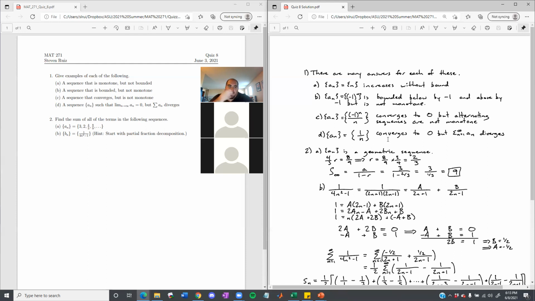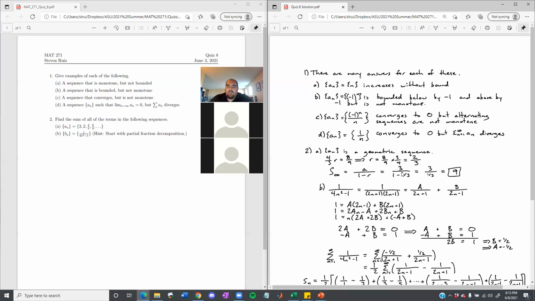I saw a lot of answers here. A few people gave me a constant sequence, like for example a sequence where all the terms are 0, which converges to 0, but the sum absolutely converges. So be careful that you're meeting all the conditions there.